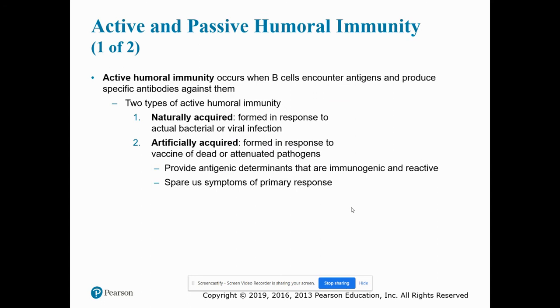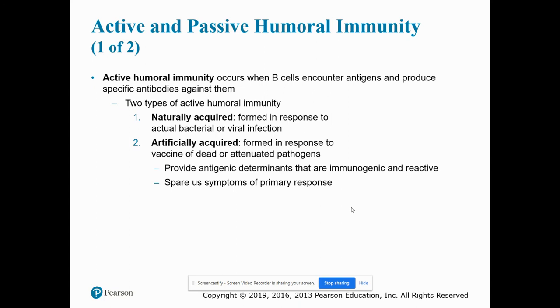Active humoral immunity occurs when B cells encounter antigens and produce specific antibodies against them. And there are 2 types of active humoral immunity. Okay, so I'm about to talk about 4 different things. 2 things on this slide and then 2 things on the next slide. And then there's going to be a chart that puts it out in a nice, neat fashion. But make sure that you keep these separate.